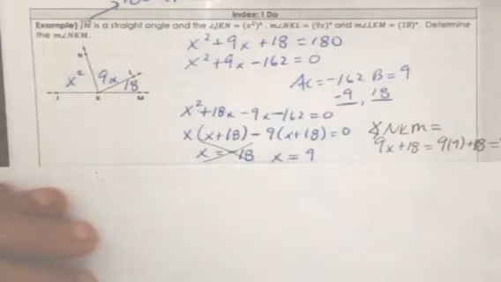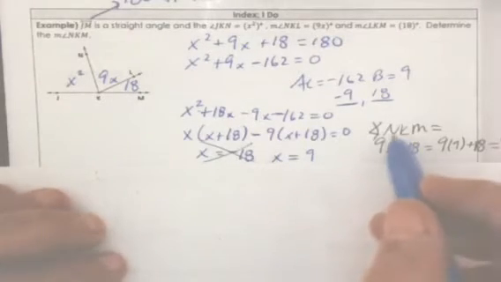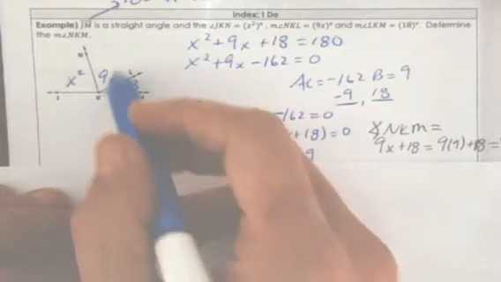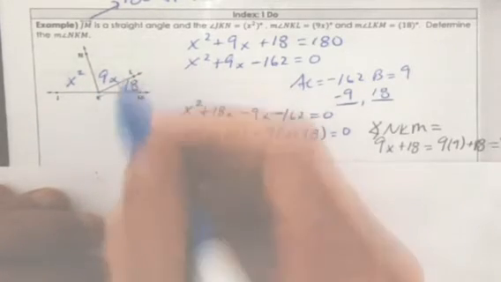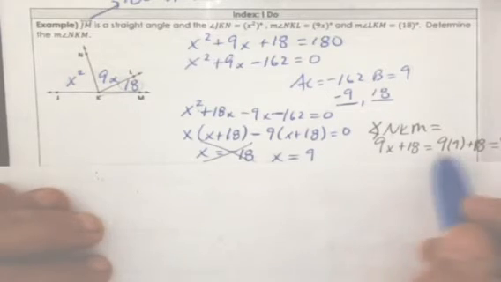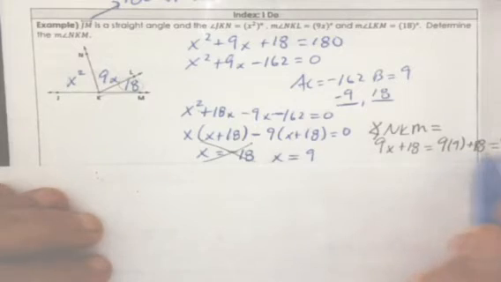Finally, we have to read very carefully and see that this is asking for angle NKM, which is here, which is the 9x plus the 18. So angle NKM, 9x plus 18. Substitute x equal 9. 9 times 9 is 81. 81 plus 18 is 99 degrees.